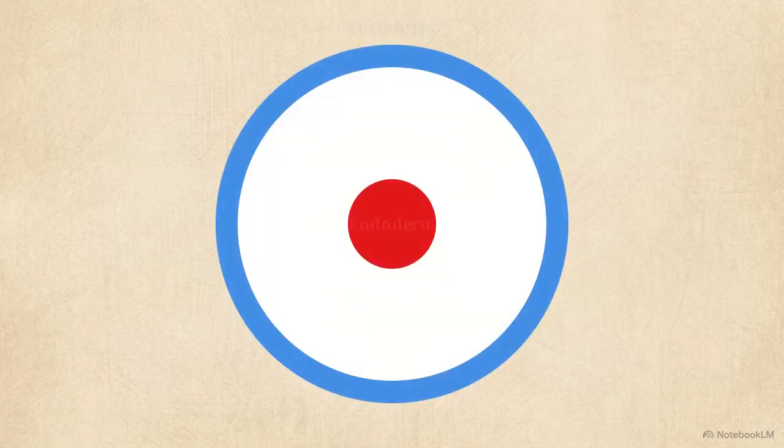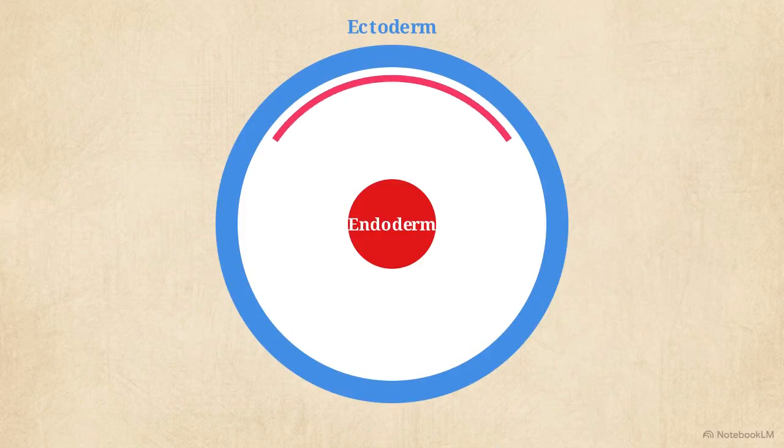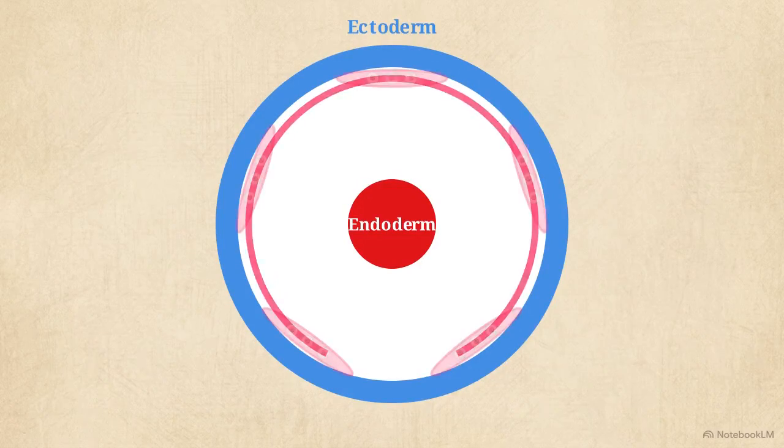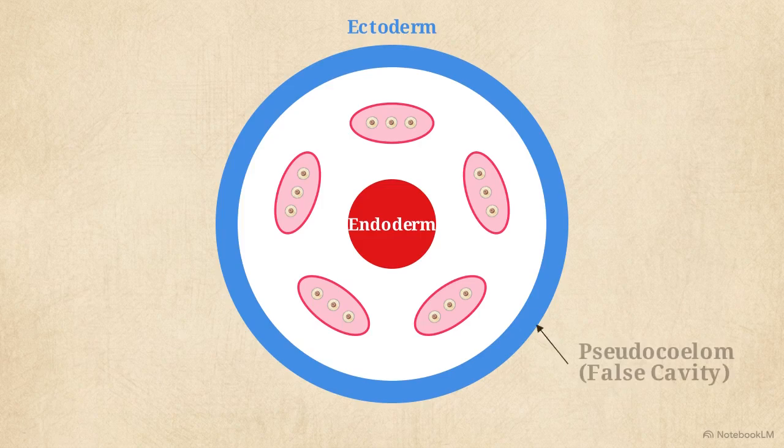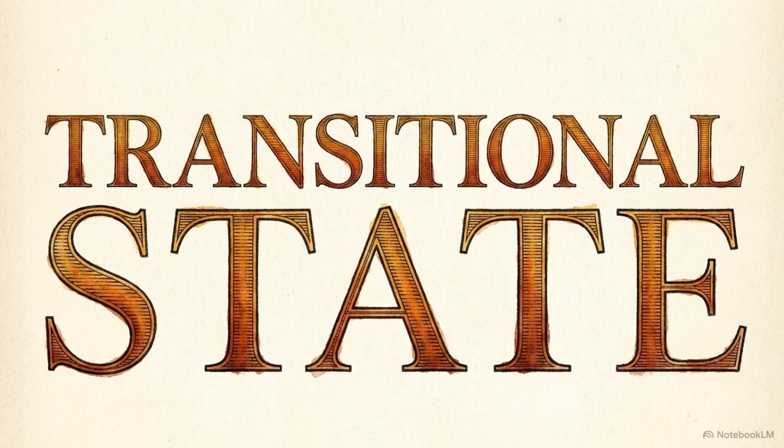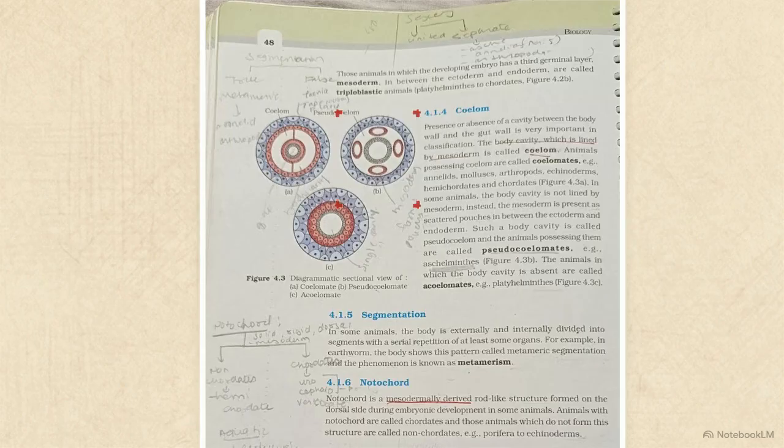Biology is driven by trial and error, and there is one structural middle ground: organisms that attempt to build a body cavity but fail to fully line it with mesoderm. This is known as the pseudocoelomate, or false cavity, condition. Look closely at the middle diagram.